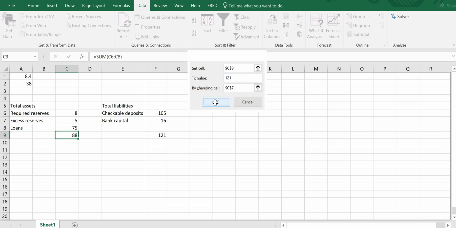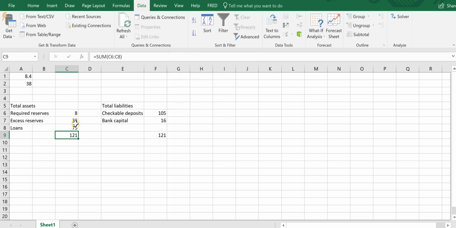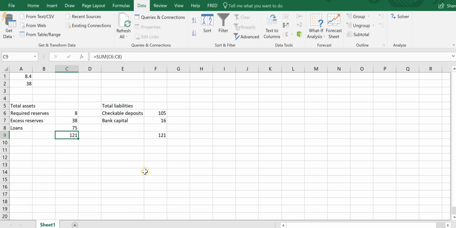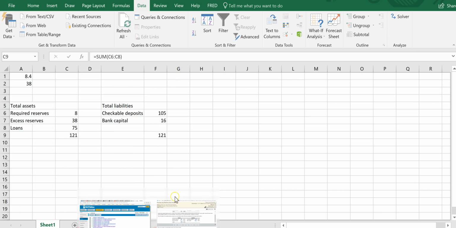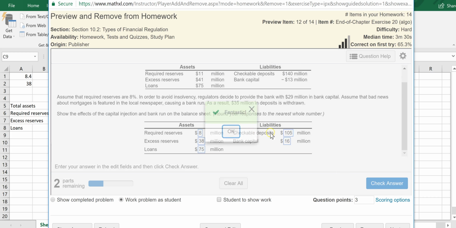So now click OK. You see that now this tells me if excess reserves is 38, then this goal, which is the total assets, will equal 121, which is the total liabilities. And that's the same as what we found by using the algebraic method. So now I have found this 38. So that's the first part of this question. Check my answer now. Okay, that's good.